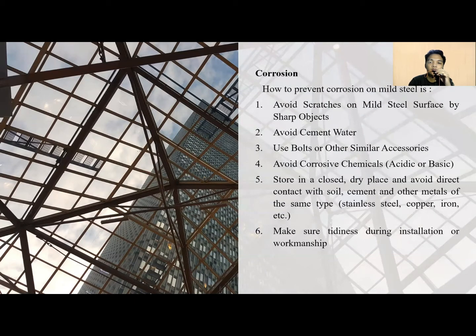Next, how to prevent corrosion on mild steel. 1. Avoid scratches on the mild steel surface by sharp objects. 2. Avoid cement water. 3. Use bolts or other similar accessories. 4. Avoid corrosive chemicals, acidic or basic. 5. Store in a closed, dry place and avoid direct contact with soil, cement and other metals of different types, stainless steel, copper, iron, etc. And 6. Make sure of tidiness during installation or workmanship.